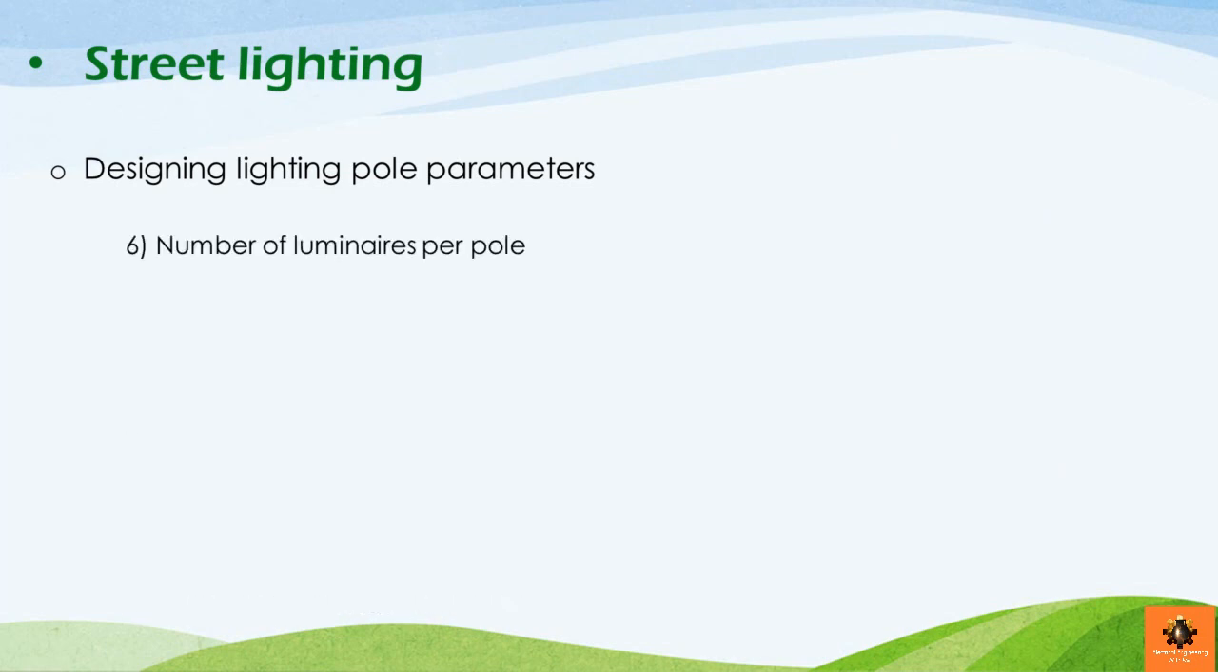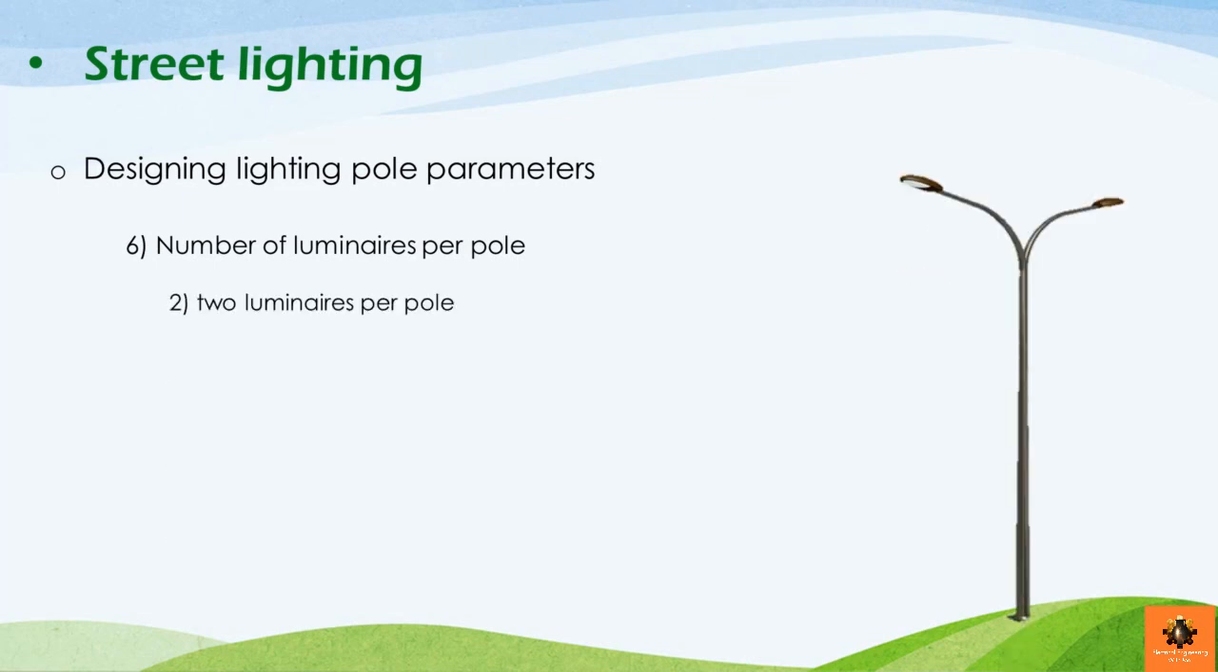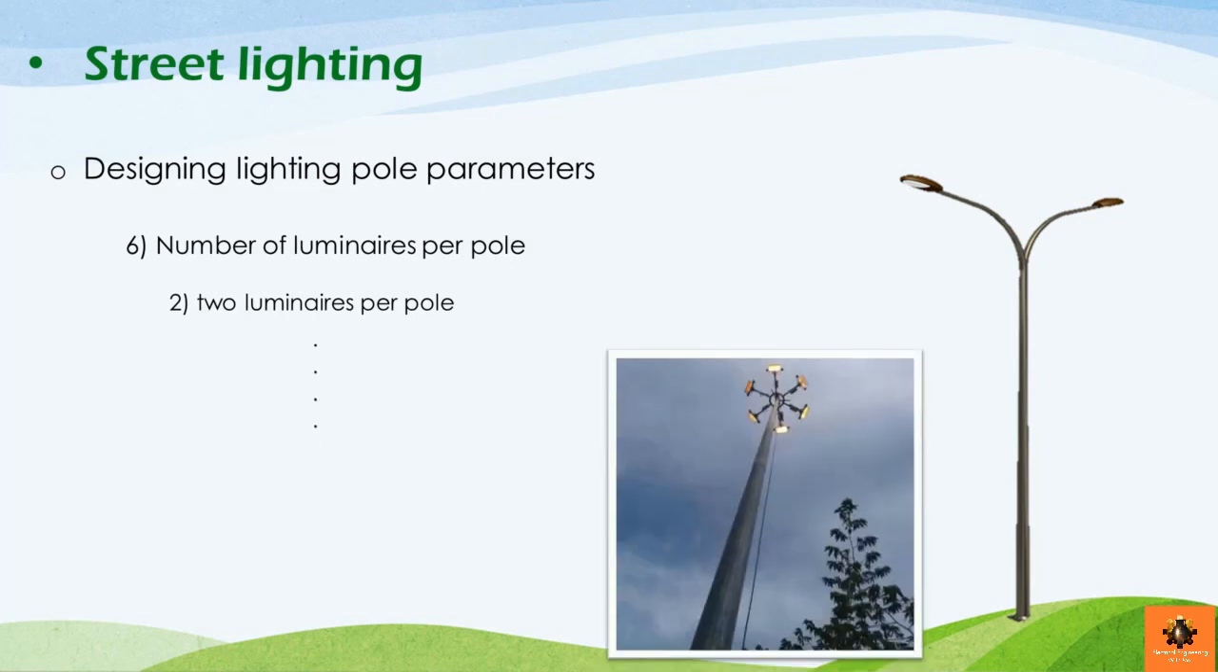And as we said before, we can have one luminaire per pole. This is that case, for example. Or we can have another case in which we have two luminaires per pole. This is in case we have a median arrangement. And also we can have more than two luminaires per pole. So there is no standard, it's according to the case we are working on. So we can have the number of luminaires per pole as what we need.